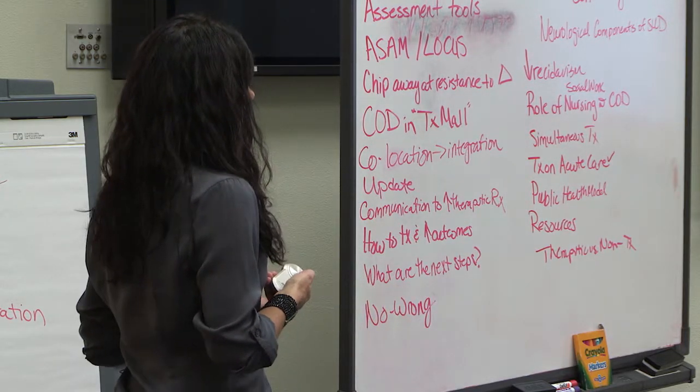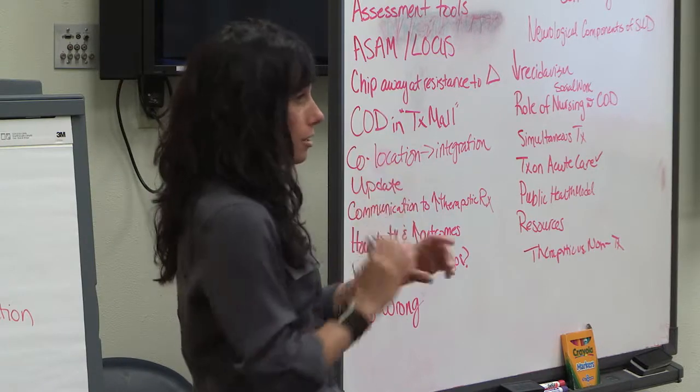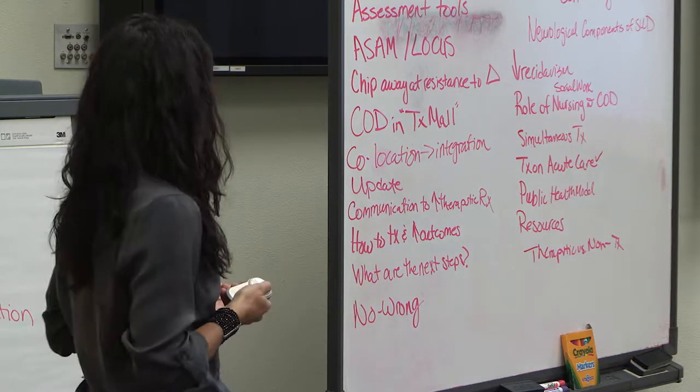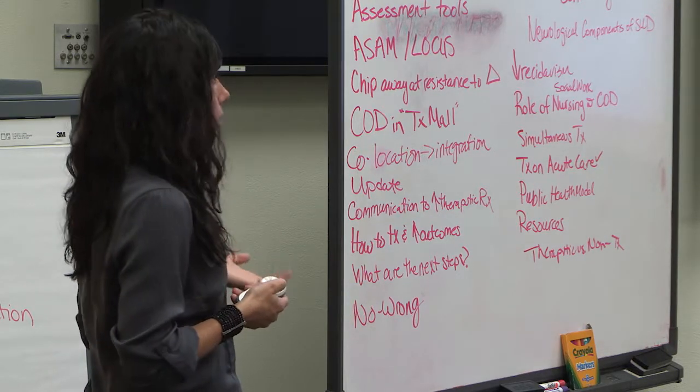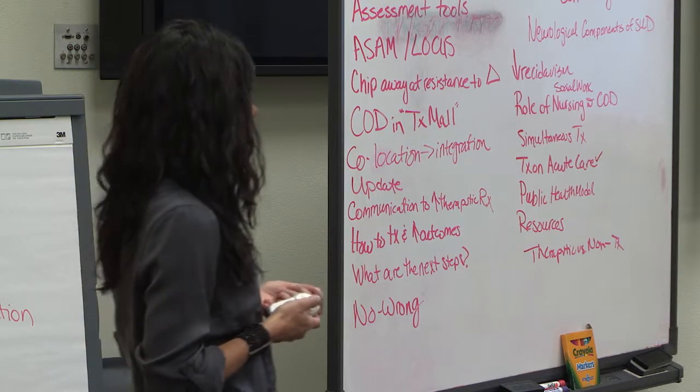Common elements of the ASAM and LOCUS, they also preserve clinical judgment. So there's two pieces to medical necessity. There's medical necessity, and then there's clinical appropriateness. And those are different hurdles that you need to jump through in order to establish what is the best match for this client and their needs. They're also considered broad, flexible, and adaptable. So they're not very rigid. It's not that if you get a score of this, then it automatically puts you here. You also want to look at, clinically, is this the most appropriate fit for this individual? And it encourages patient-centered care planning and facilitates decisions of medical necessity.